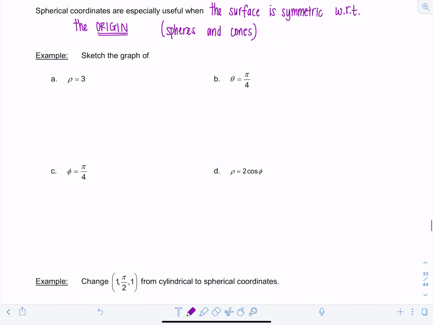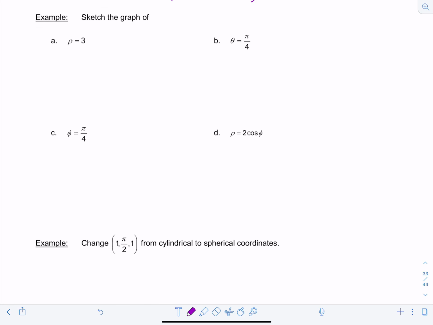Sketch the graph of the following, and these are all in spherical. So we have rho equals 3. Well, right off the bat, if rho is 3, maybe you can imagine that you're just going to sketch out, because phi and theta can be anything, a sphere of radius 3.